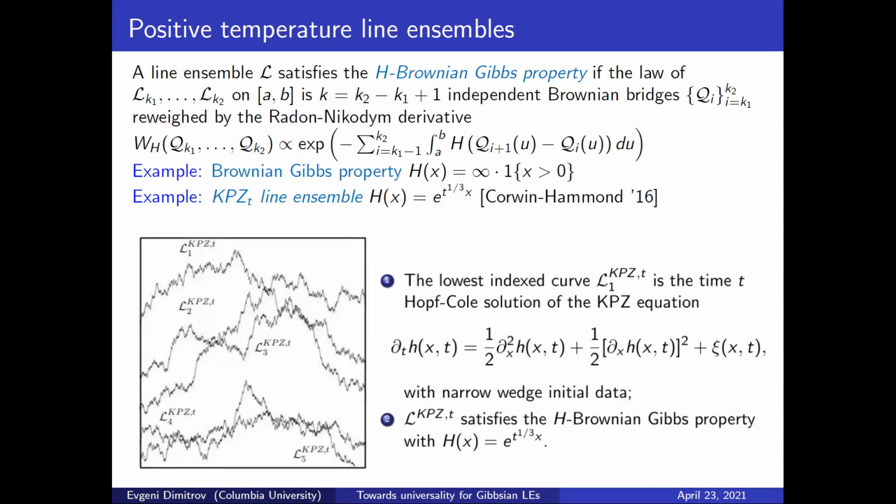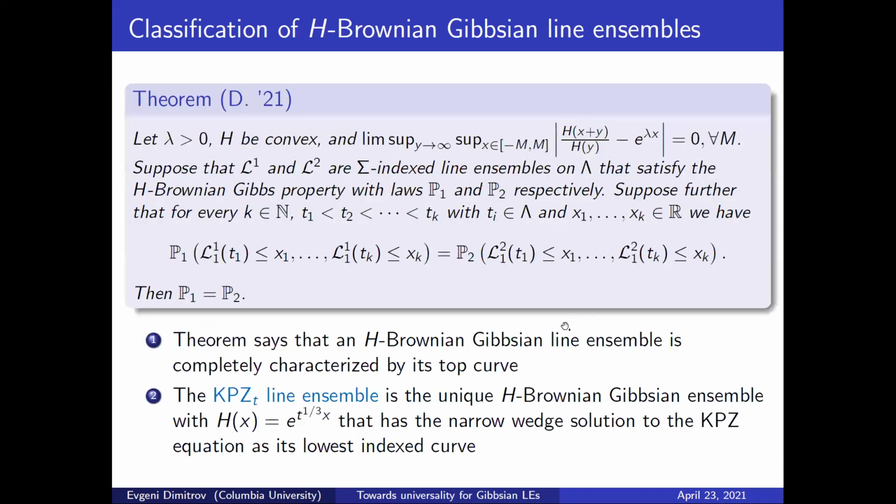In addition, in the Airy line ensemble, the top curve played a distinguished role. It was the Airy process. And here again, the lowest indexed curve, L1, plays a special role. It's the solution to the KPZ equation started from narrow wedge initial data. Okay, so a natural thing to try to do is to classify the KPZ line ensemble by exactly these two conditions: the H-Brownian-Gibbs property and the KPZ equation being the lowest index curve. And that's a theorem now.